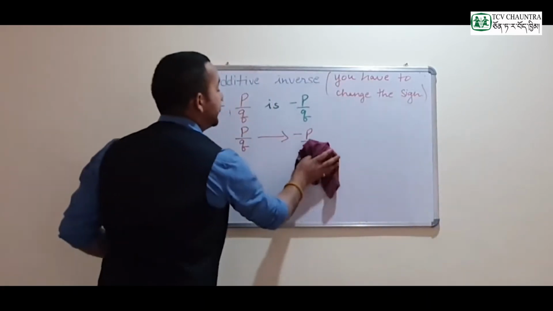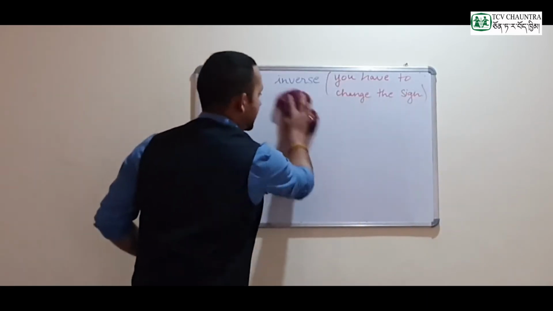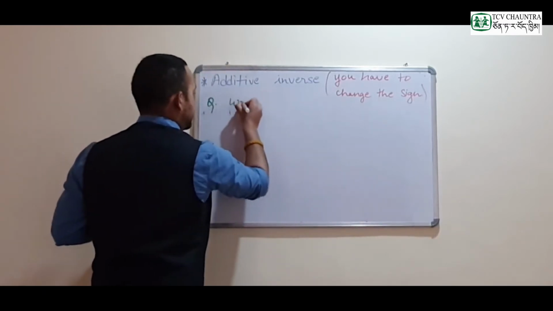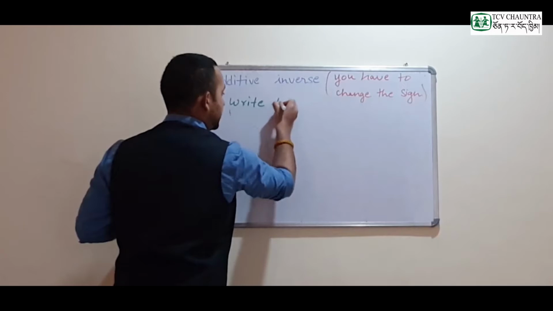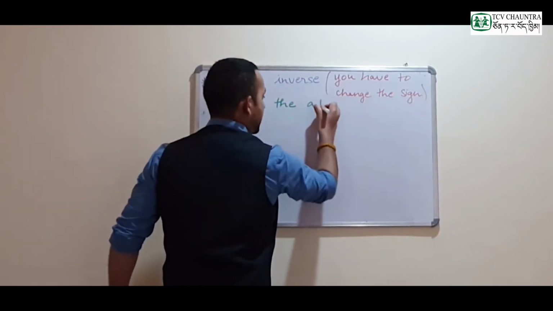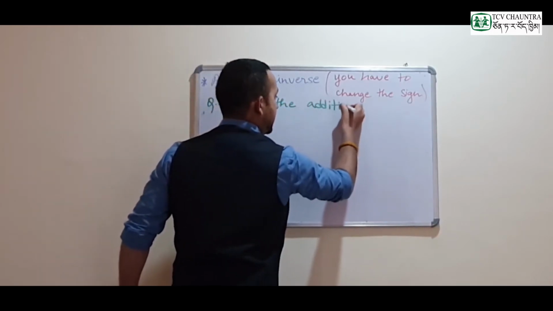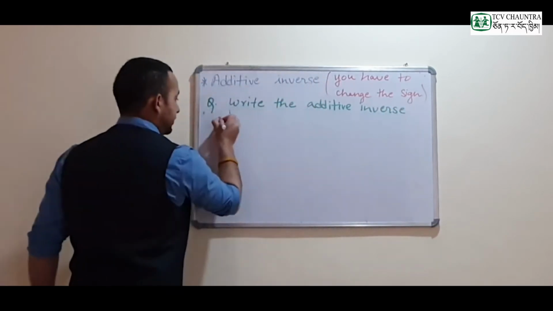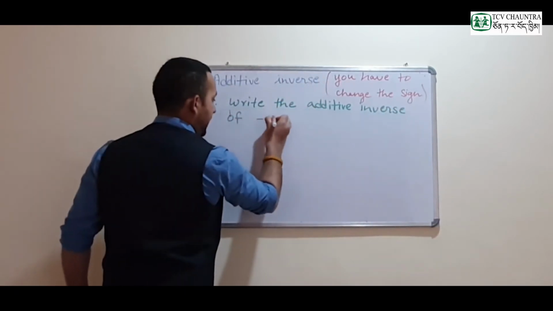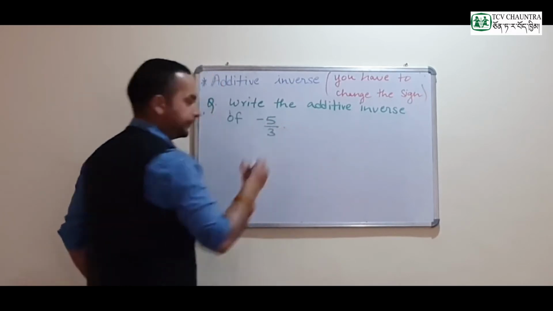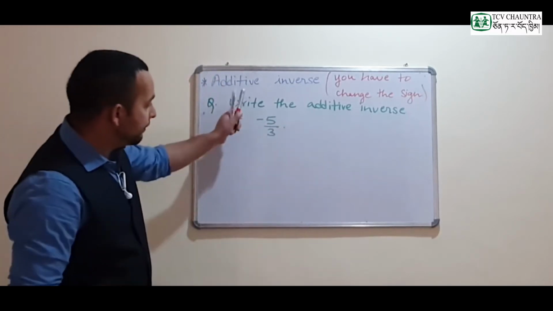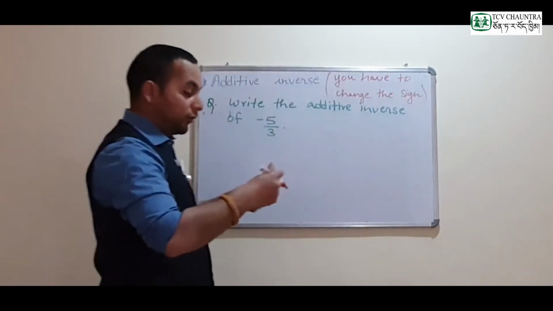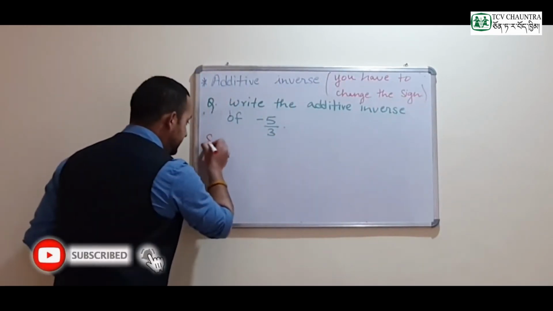Now suppose I'll give you one example. Write the additive inverse of minus 5 upon 3. What does it say? Now minus 5 upon 3, is it in the P by Q form? Yes, it is in the form of P by Q. Now we are going to solve this.